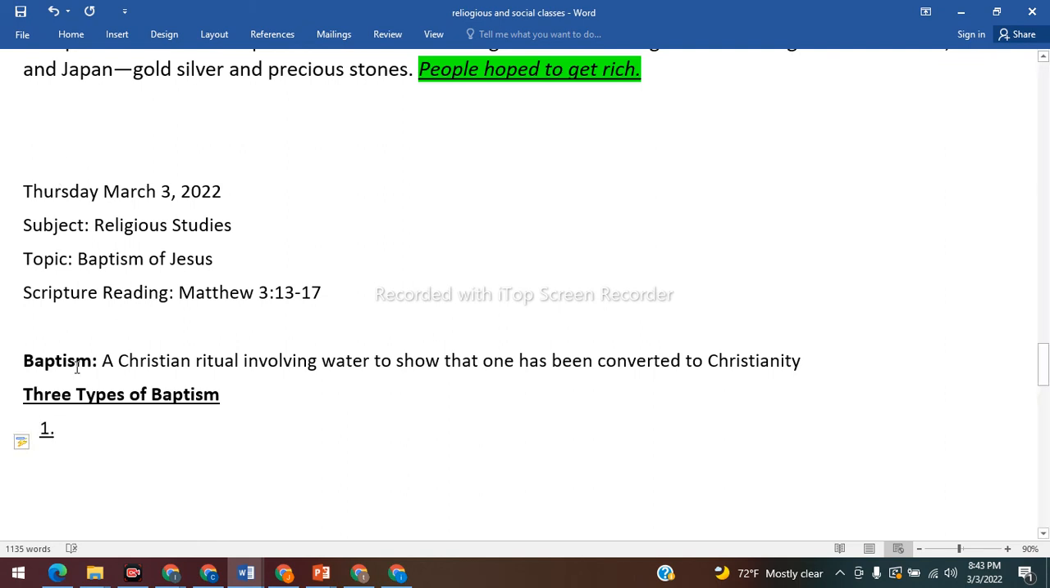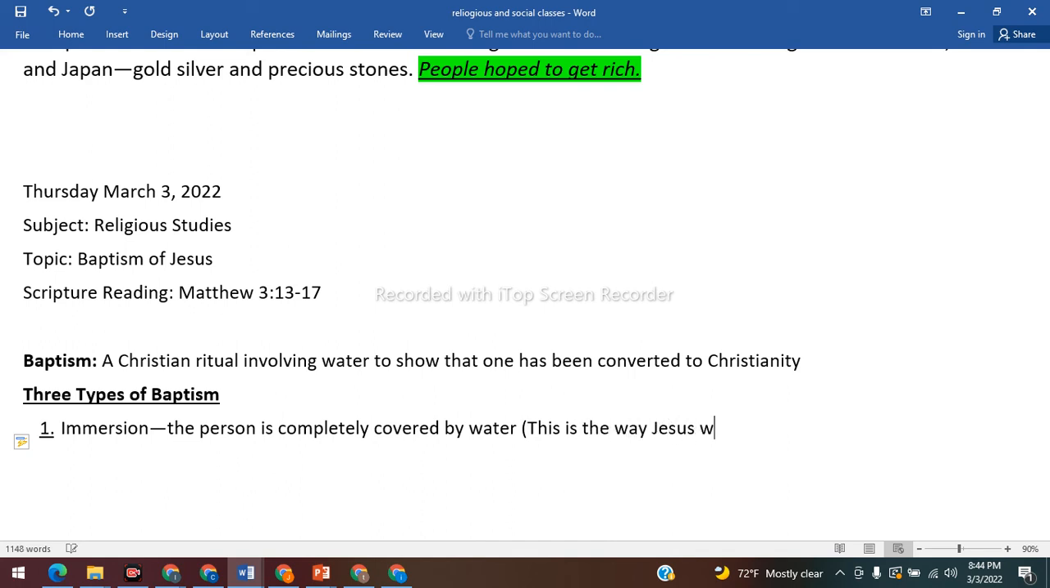So the first form is, of course, immersion. And immersion means the person is fully covered in water, or their body fully goes under the water. Exactly. The person is completely covered by water. And by the way, this is the way Jesus was baptized.